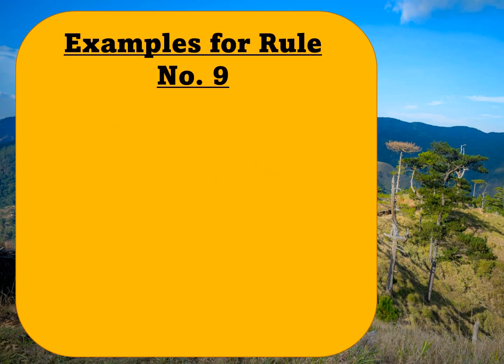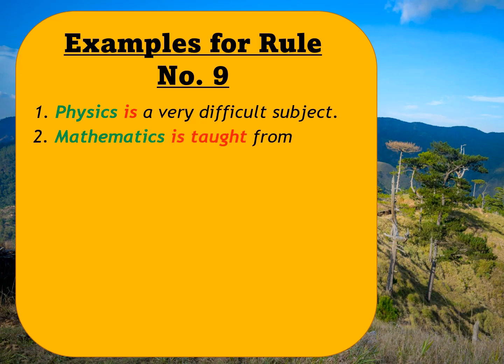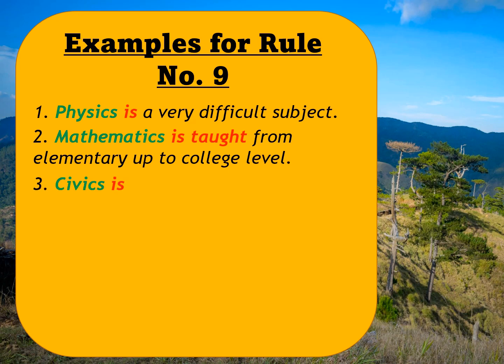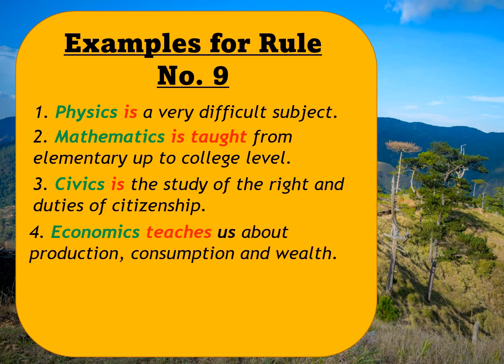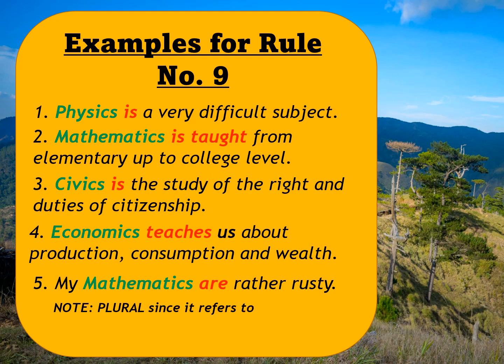Examples for rule number 9. Number 1, physics is a very difficult subject. Number 2, mathematics is taught from elementary up to college level. Number 3, civics is the study of the rights and duties of citizenship. Number 4, economics teaches us about production, consumption, and wealth. Number 5, my mathematics are rather rusty. Note for sentence number 5, it is plural since it refers to different skills in mathematics.